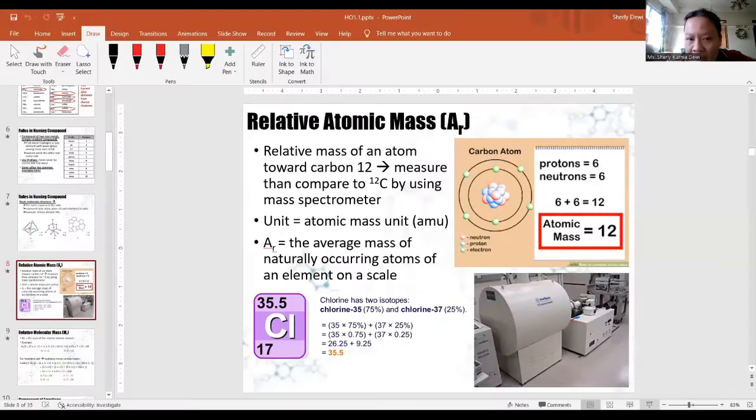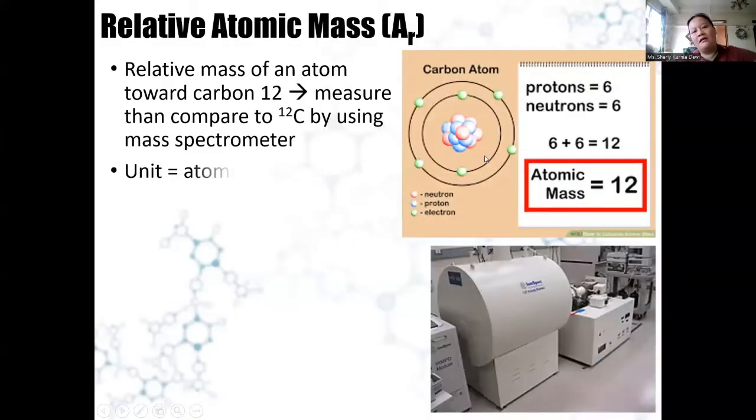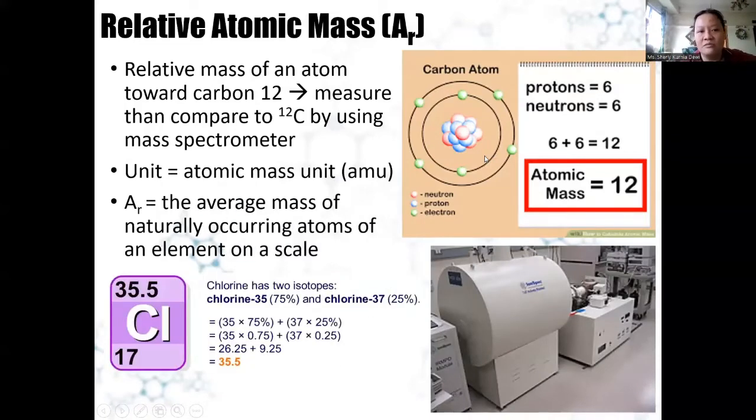Okay, let's start. First we will learn about Ar and Mr. Ar is the relative mass of an atom toward carbon-12. So the mass of an atom is compared with carbon-12. Why carbon-12? Because it's very stable, rather than hydrogen. Hydrogen is not stable. So we use carbon-12. This mass will be measured by using a mass spectrometer.